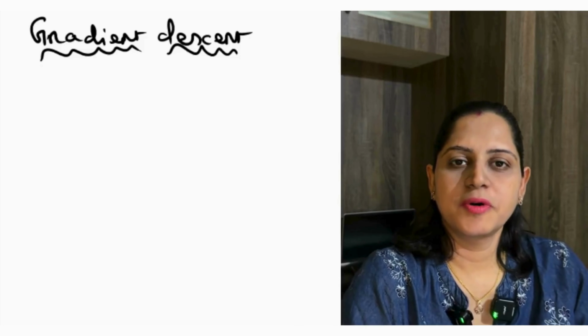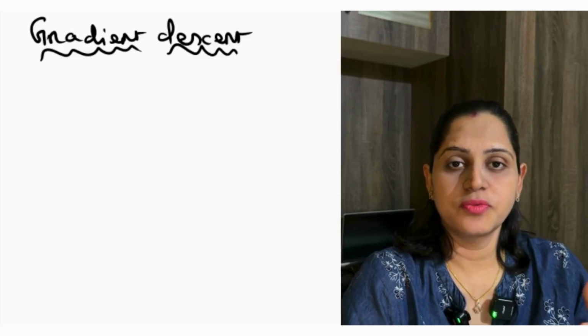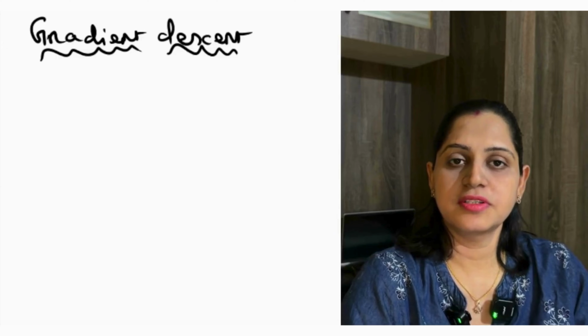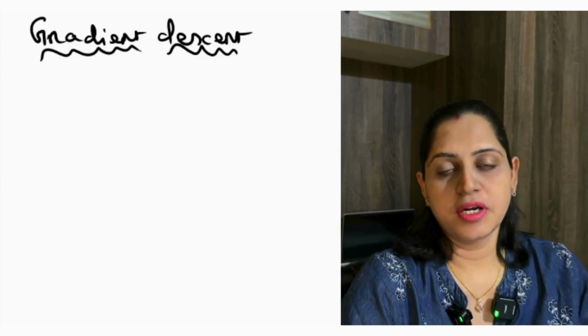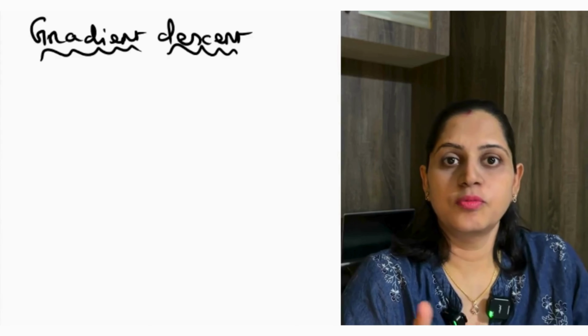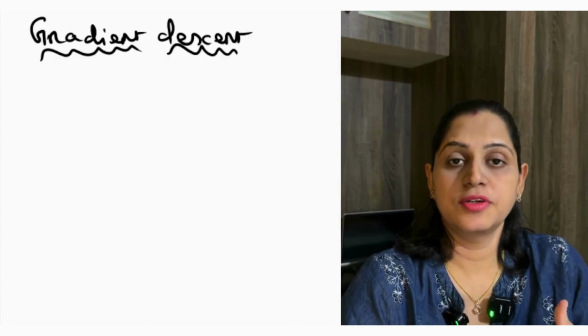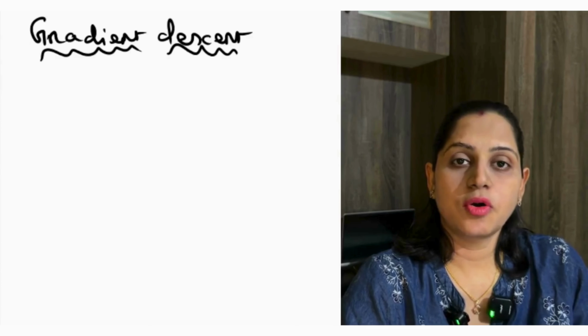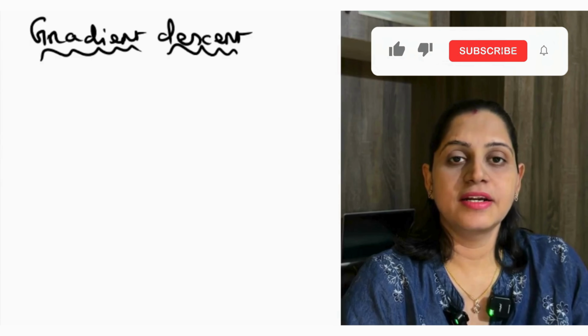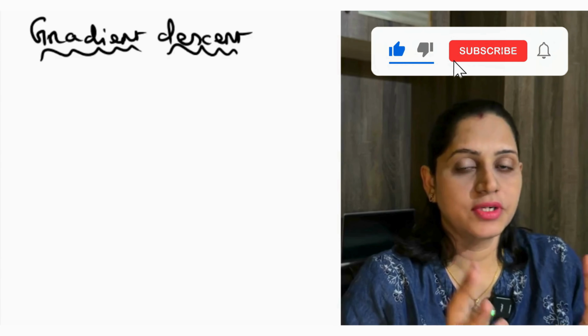So we understood about deep learning, neural networks. We talked about activation functions in our last videos, and I hope those concepts are really clear to you. We are going to talk about gradient descent and all its concepts in today's video.